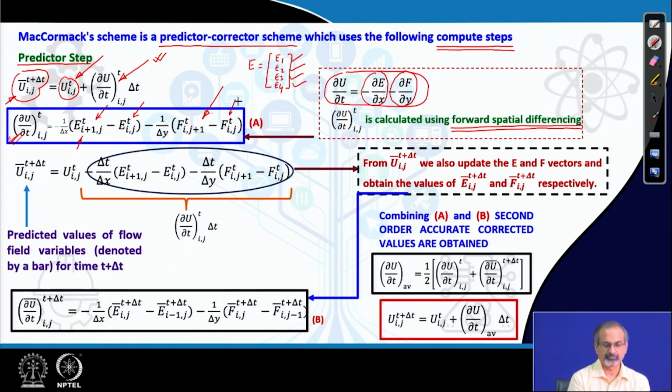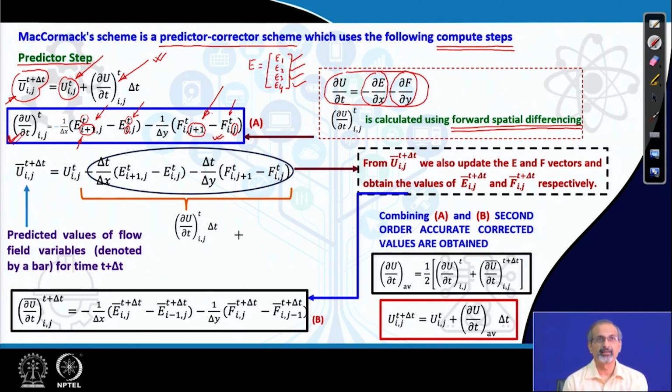Similarly, for F, each component is forward differenced, (i+1, j) minus (i, j) at the same time t, divided by delta x. This is of course a first order accurate forward differencing. The same applies for F. Remember that F is the flux vector along the y direction, and therefore the forward differencing is along the y direction. So the j index changes, the i remains fixed. Here the i index changed while j remained fixed. That is how, by using forward spatial differencing, we assess del u del t.